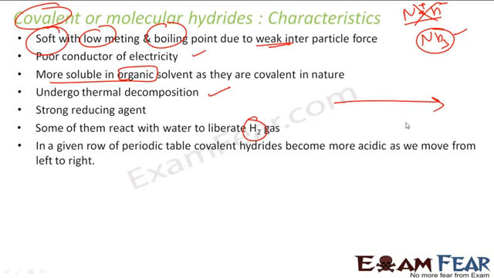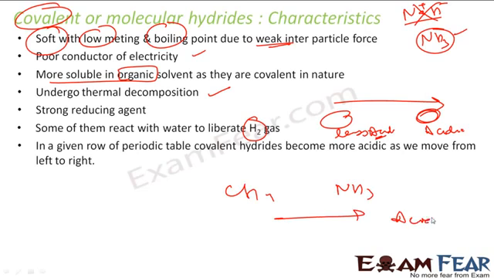And if you see in a given row, the covalent hydrides become more acidic when you move from left to right. So if you see, these hydrides are more acidic and this is less acidic. CH4 is less acidic, ammonia is more acidic.